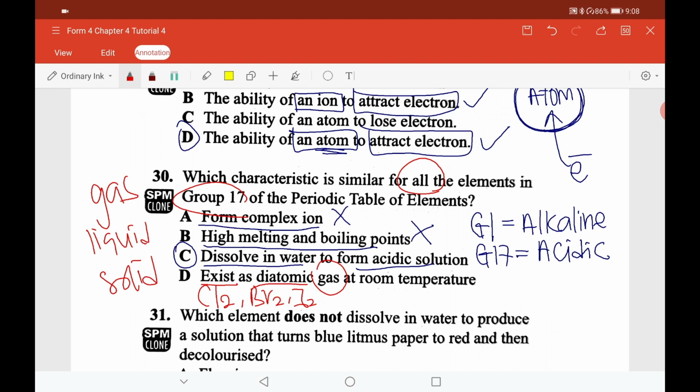For example, chlorine is a greenish yellow gas. We have liquid: bromine is a brown liquid. We have solid: iodine is a purplish black solid. So not all group 17 are gas. That's why answer D is wrong.